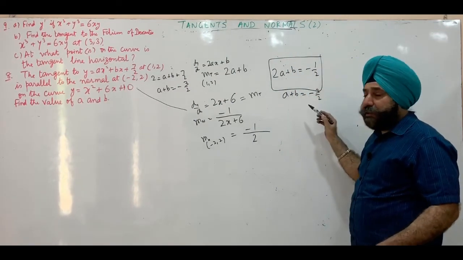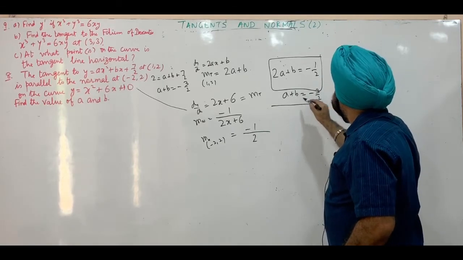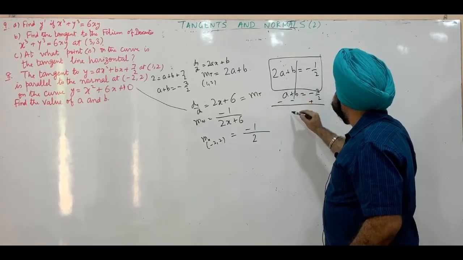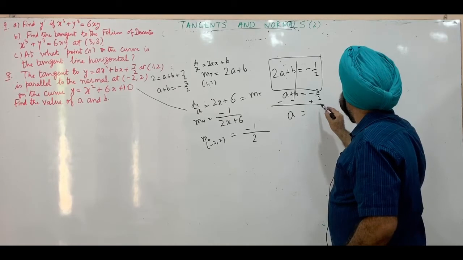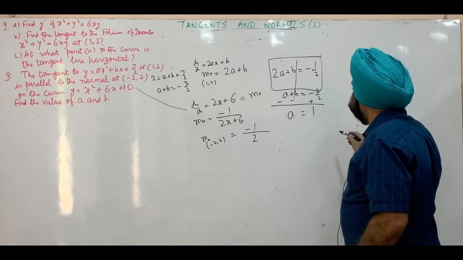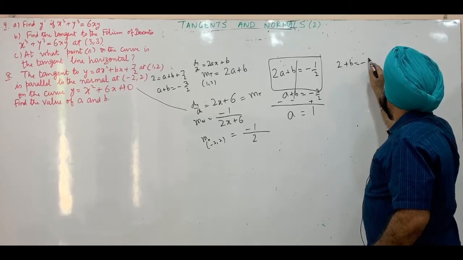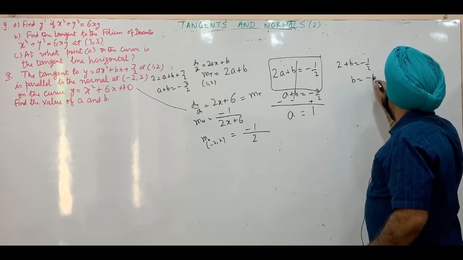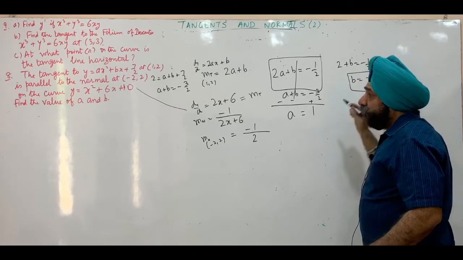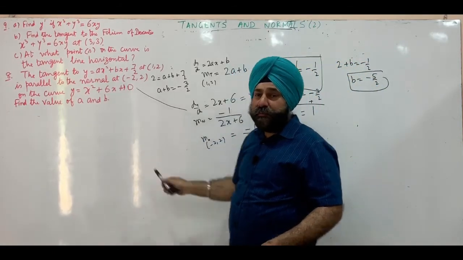We solve these equations simultaneously. Subtracting, b will cancel out. a is 3 by 2 minus 1 by 2. This is 1. Substituting the value of a here, b is minus 5 by 2. This is how we find out the values of a and b.